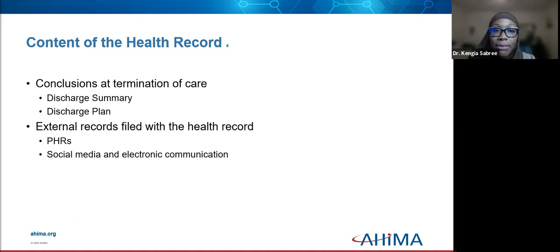External records are sometimes filed within the health record, and that needs to be determined. If patients bring their personal health records with them, are we going to scan those? Typically, in the facilities that I've worked at, we've scanned them and put a barcode on them that says external health records. And then also think about social media or electronic communications. For example, if that patient and that provider were emailing, are you going to make those email exchanges a part of that health record or that external record?